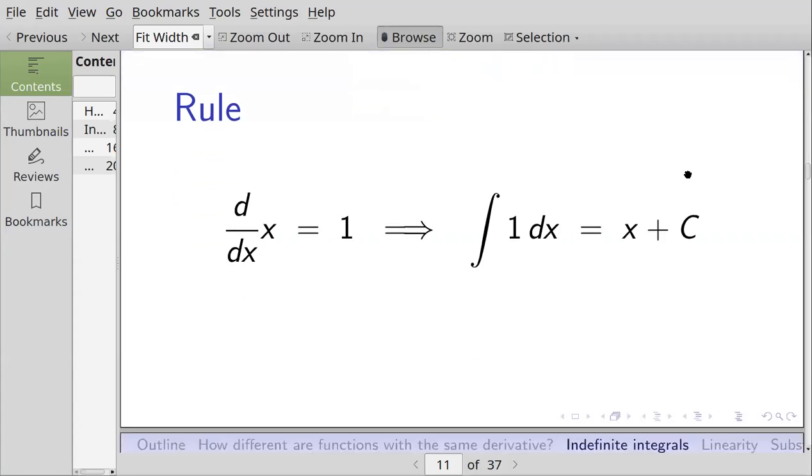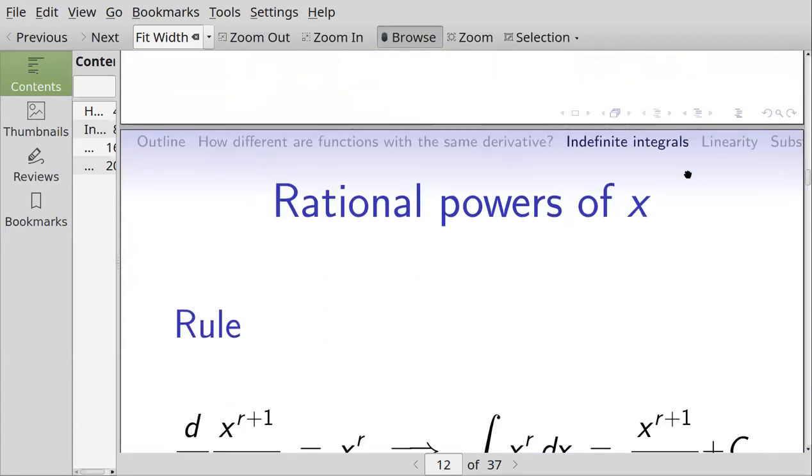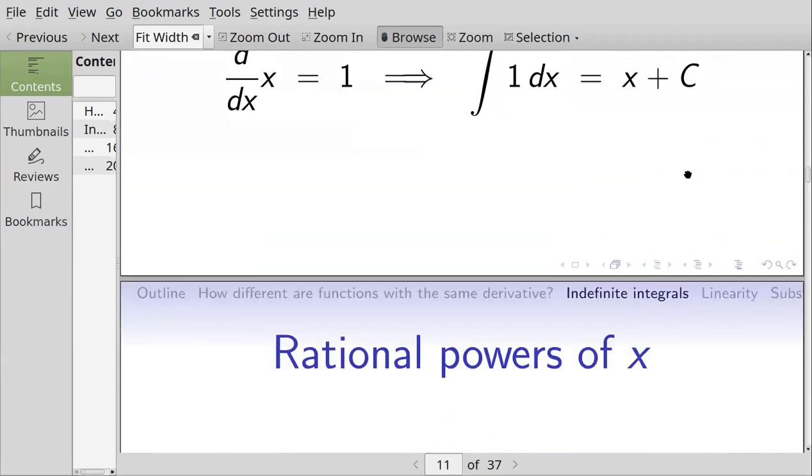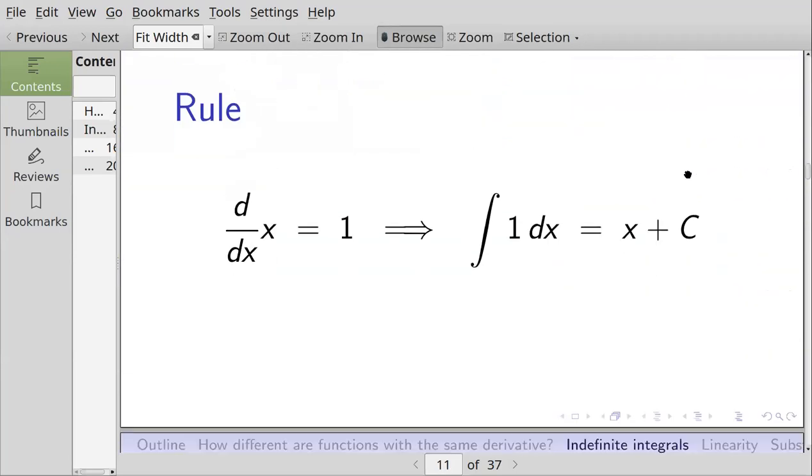Okay. So really, what we're going to do is run these derivative rules that we've found so far backwards, and those will be giving us rules for integration.